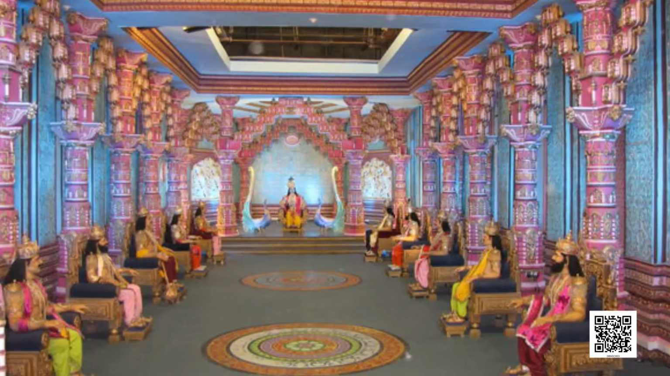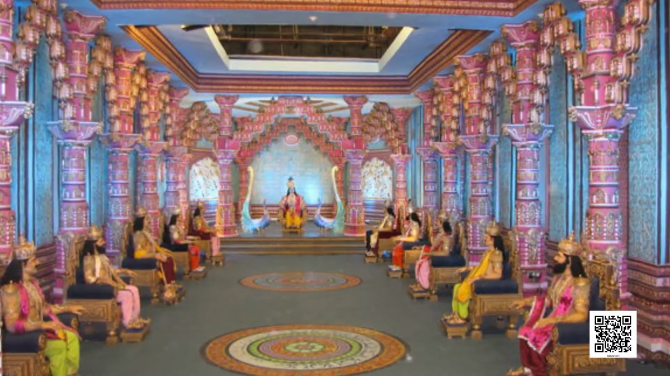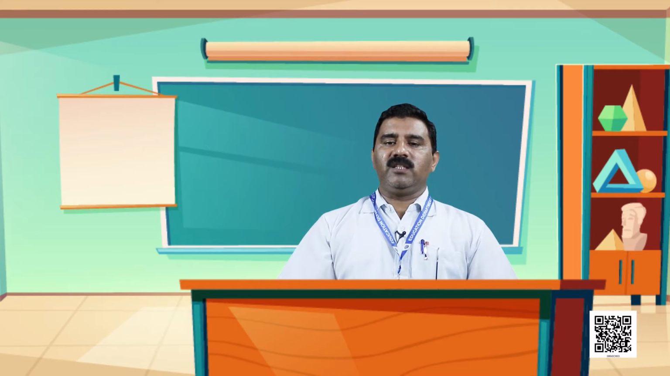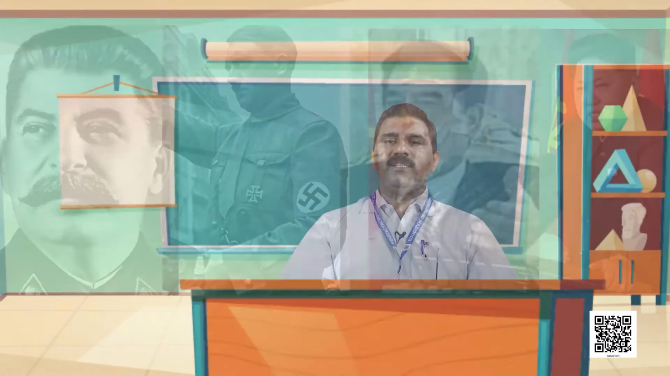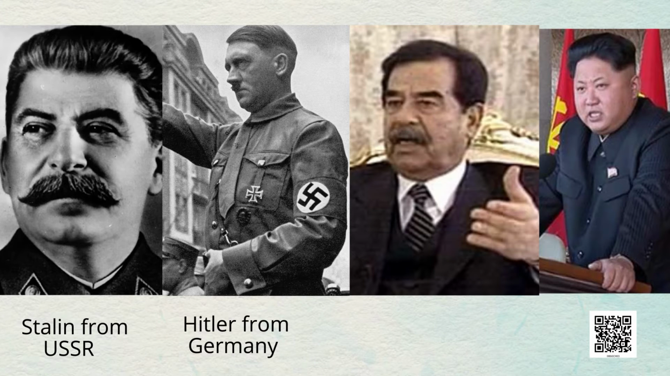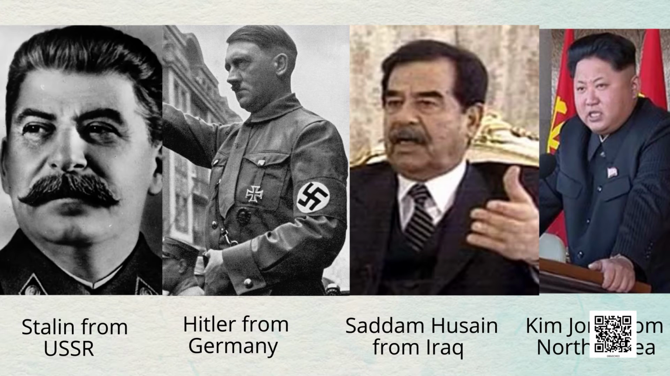You can see the picture in which a king is sitting with his council of ministers, but all the power rests in his crown. Now, look at these pictures and try to recognize the persons there. All of them are known as the cruel dictators of the world. This was Stalin from USSR. This is Hitler from Germany. Saddam Hussein from Iraq and Kim Jong is still in North Korea. They all ruled or are ruling in their respective countries forcefully against the wish of the people.